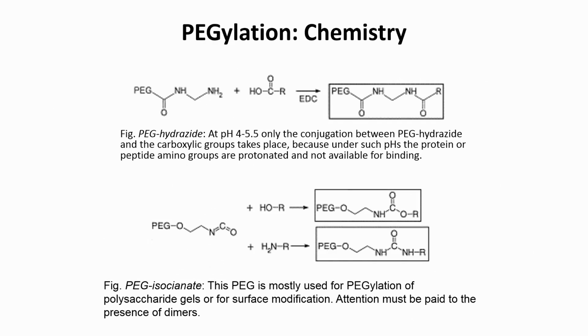Another example here is a PEG hydrazide. This reacts with the carboxyl group on the drug. So essentially something very similar to the EDC reaction, the PEG has the amine, your drug may contain the carboxyl group and will eventually form a bond with that. You can have PEG isocyanate, that's being used for reaction with both hydroxyls and amines. So all kinds of chemistries are available depending on the drug and the application that you are looking for.